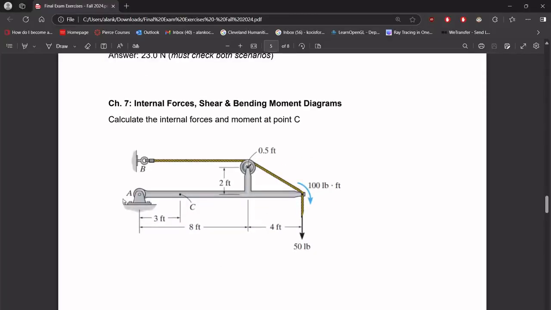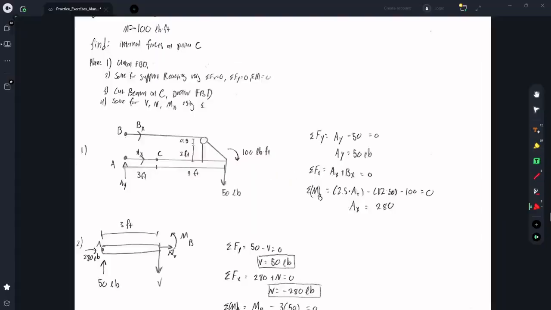All right, for this problem, we're given this contraption and we want to find the internal forces and moment at point C. So we're given this 50-pound force down. There's a negative 100 pound-foot moment going clockwise. And I think that's everything we need.